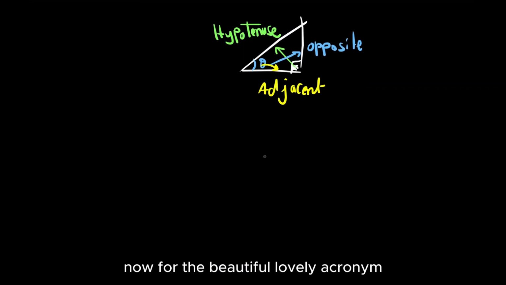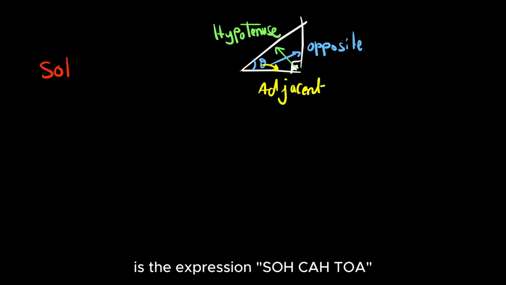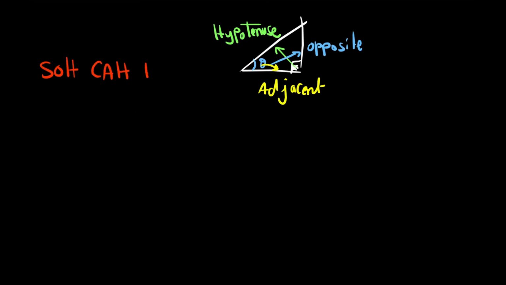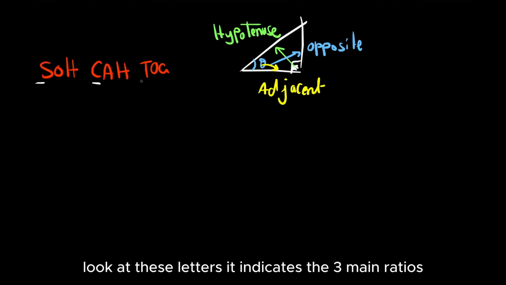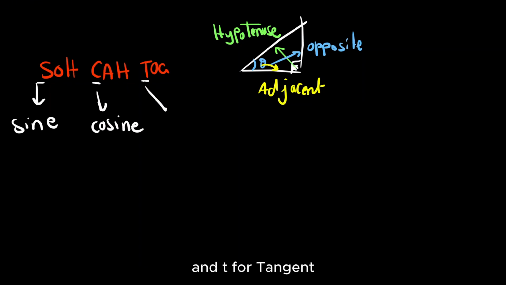Now for the beautiful, lovely acronym that will help you remember all the three main ratios in trigonometry is the expression SOHCAHTOA. Basically, SOHCAHTOA, look at these letters. It indicates the three main ratios. S for sine, C for cosine, and T for tangent.